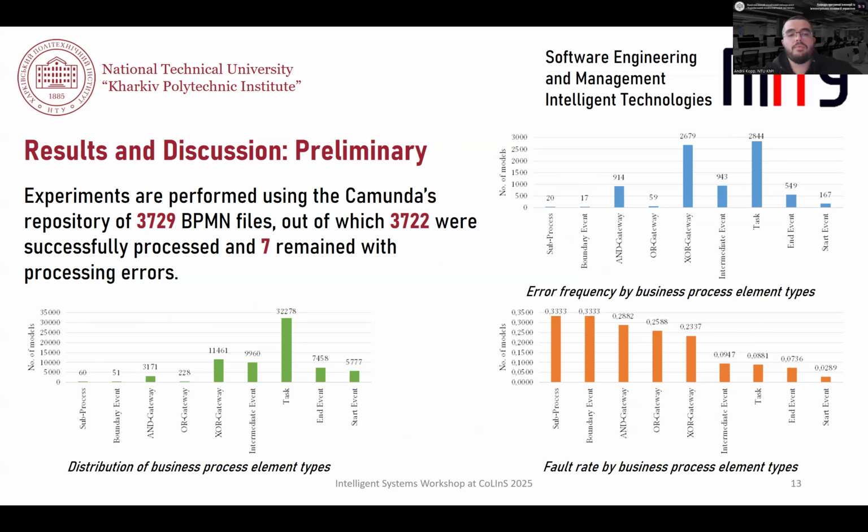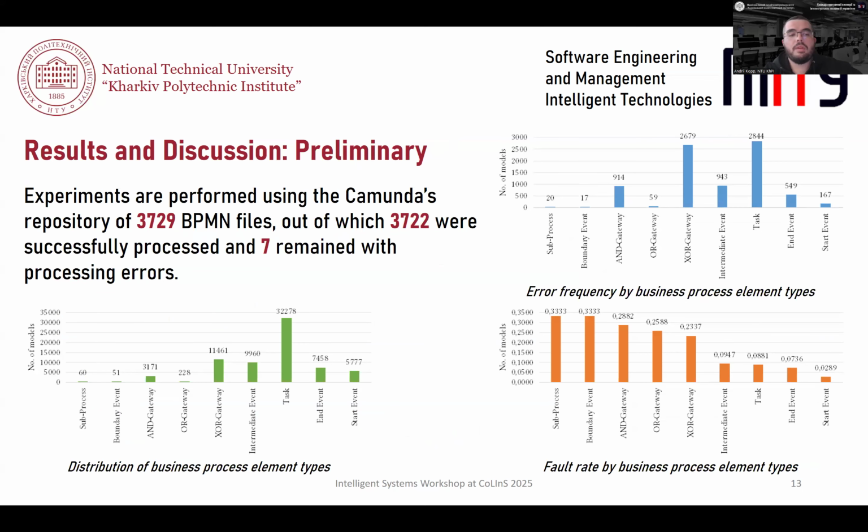The experiments were performed using the Camundus company open GitHub repository of 3,729 BPMN files, out of which 3,722 were successfully processed, but 7 remained with some processing errors, meaning the files were broken. So we introduce here a calculation for the distribution of business process element types, showing that tasks are the most common elements in BPMN models.